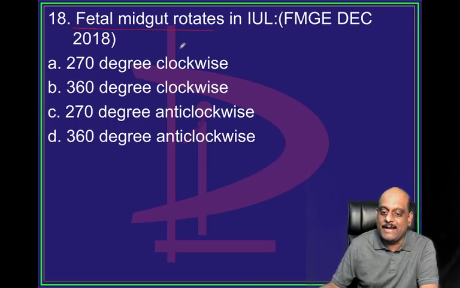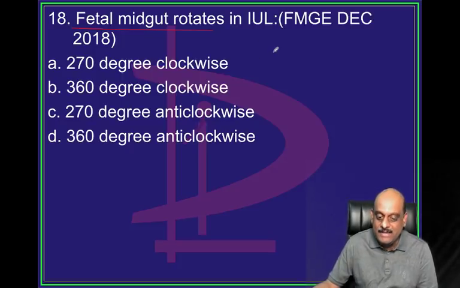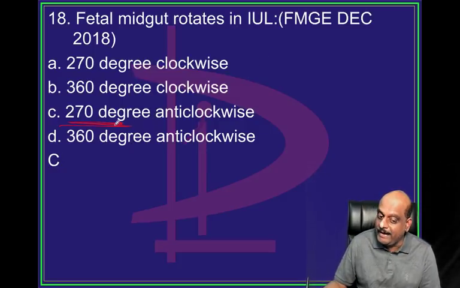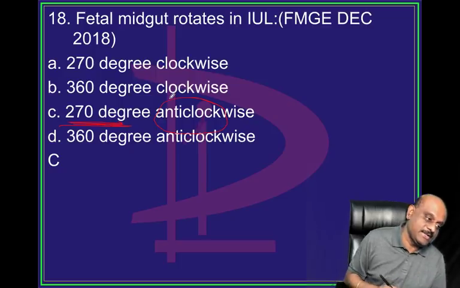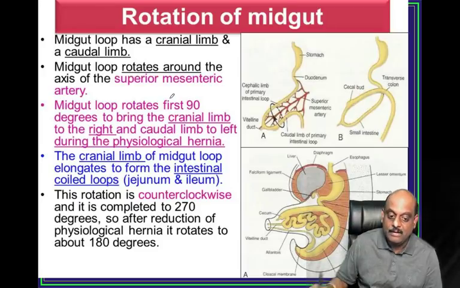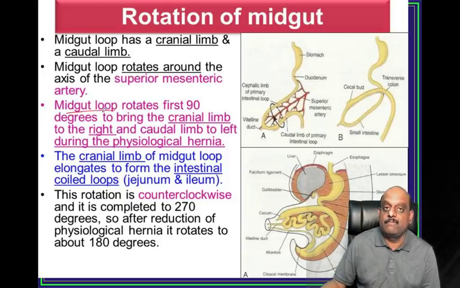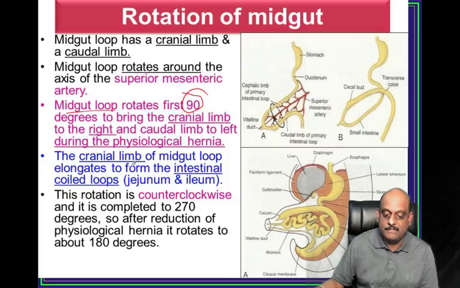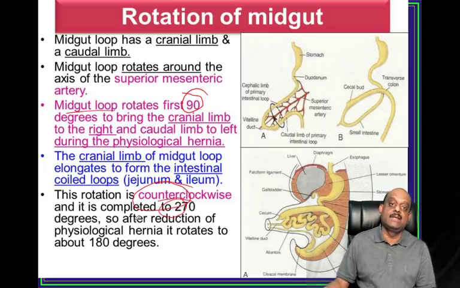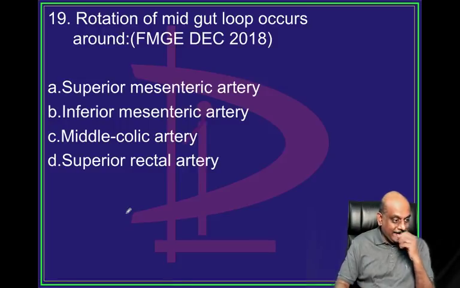Fetal midgut rotation, how many degrees does it rotate, doctor? Fetal midgut rotates 270 degrees anti-clockwise. That is very important to remember. So doctor, the midgut first rotates 90 degrees, and the rotation is counterclockwise and it is completed to 270 degrees. That is what you need to understand.